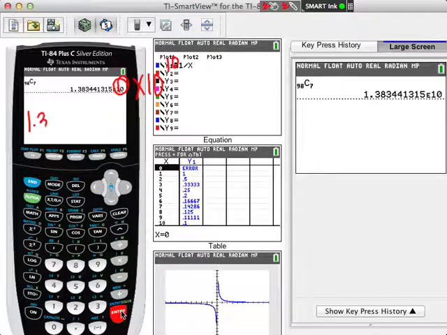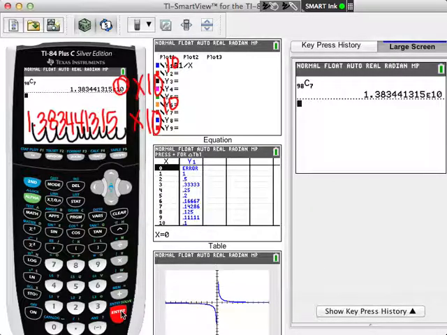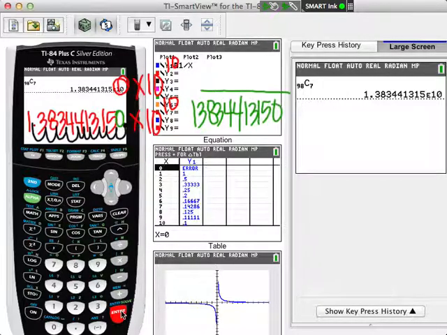Well, if I have 1.383441315 times 10 to the 10th, I really need to go ahead and move my decimal 10 places to the right. So 1, 2, 3, 4, 5, 6, 7, 8, 9, 10. So what this means is I need to go ahead and add on a 0. So my answer is really 138,344,131,50. That is the actual number that it is.